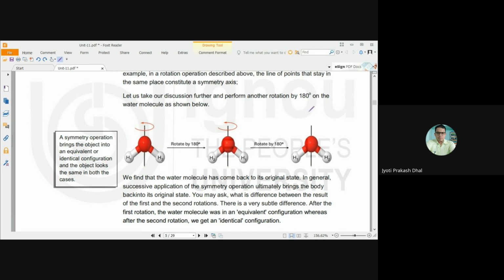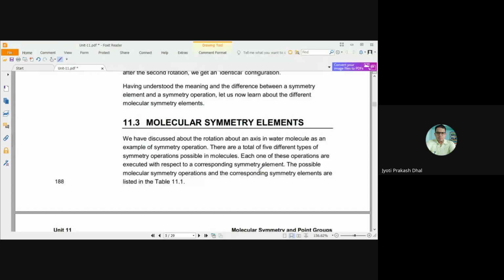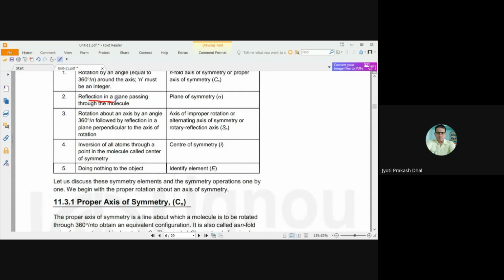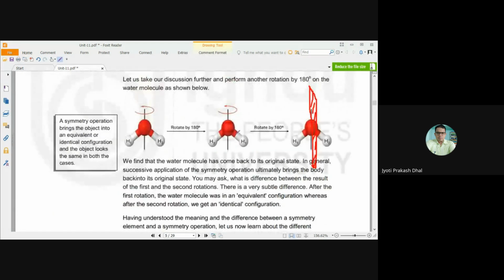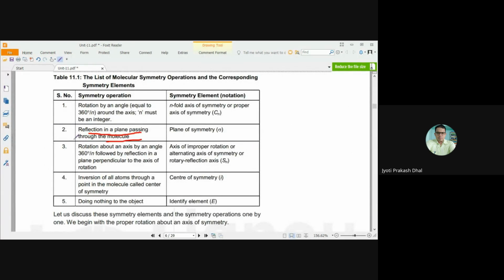Now, if we consider one imaginary plane passing through the water molecule like this, and the plane divides the molecule into two equal halves, into two identical parts, then that operation is called reflection in the plane passing through the molecule. That means if we divide the molecule through this plane, then the left hand side is the mirror image of the right hand side. So that's why it is called reflection in a plane passing through the molecule.